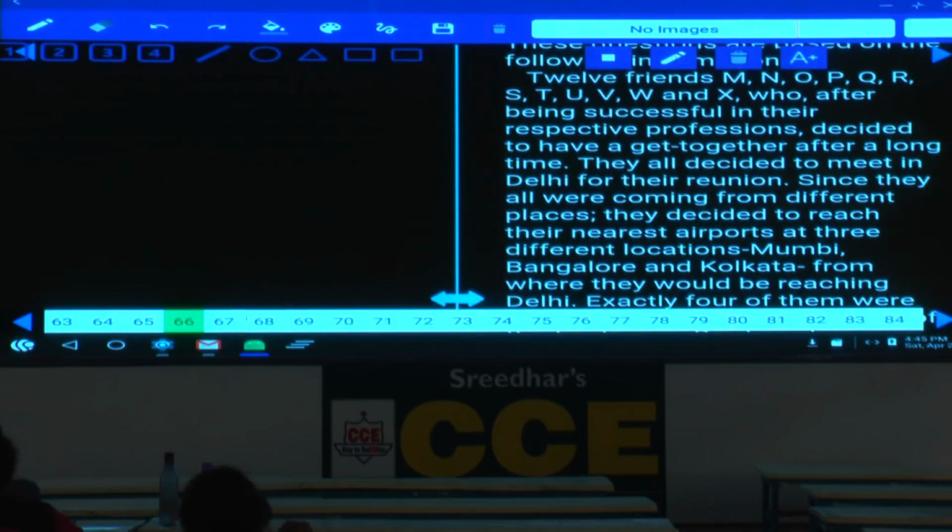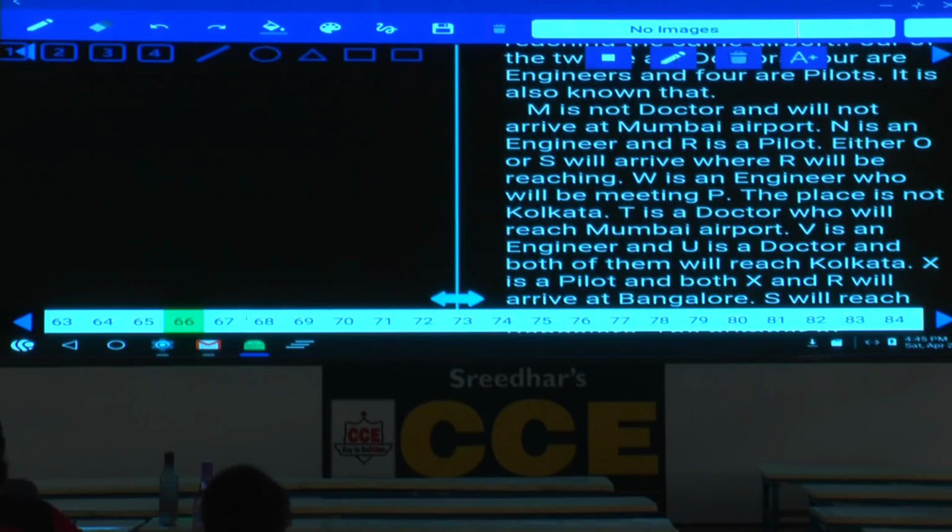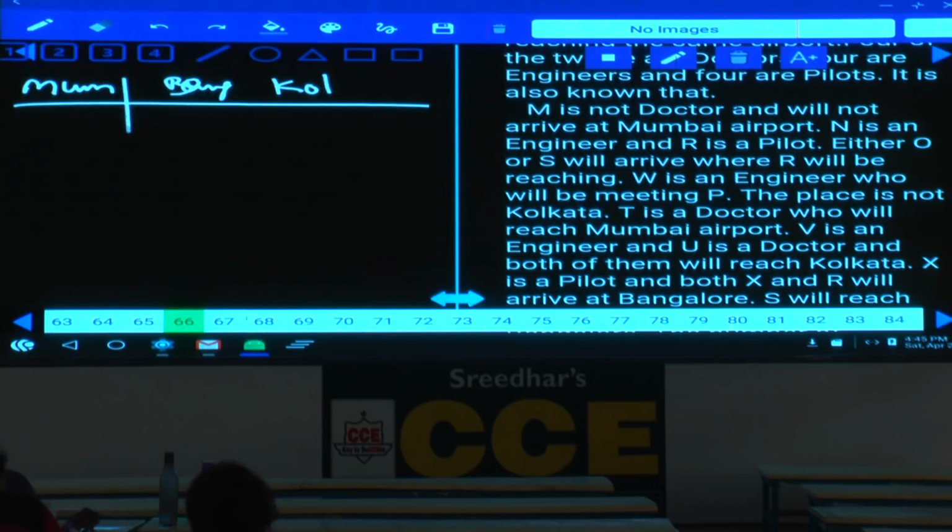Then condition number 1. M is not a doctor and will not arrive at Mumbai. Now what are the 3 airports? Mumbai is one, Bangalore is the other, and the next one is Kolkata. So we have only 3 airports. Now 12 persons were there. M is not a doctor and will not arrive at Mumbai airport. Hence M cannot be at the Mumbai airport at all.